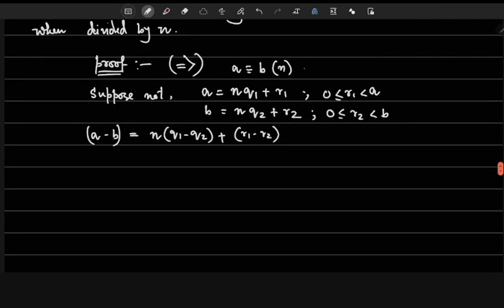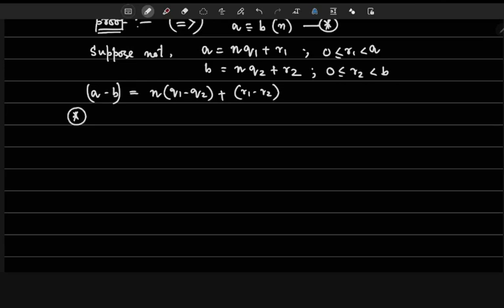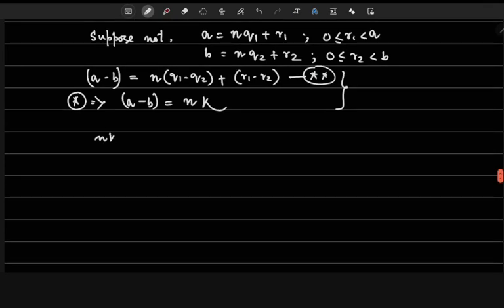Let this be star. From star we know what? A congruent to B modulo n means A minus B is a multiple of n. So now comparing this double star with star, these two results, we get that nk is equal to n into (q1 minus q2) plus (r1 minus r2).